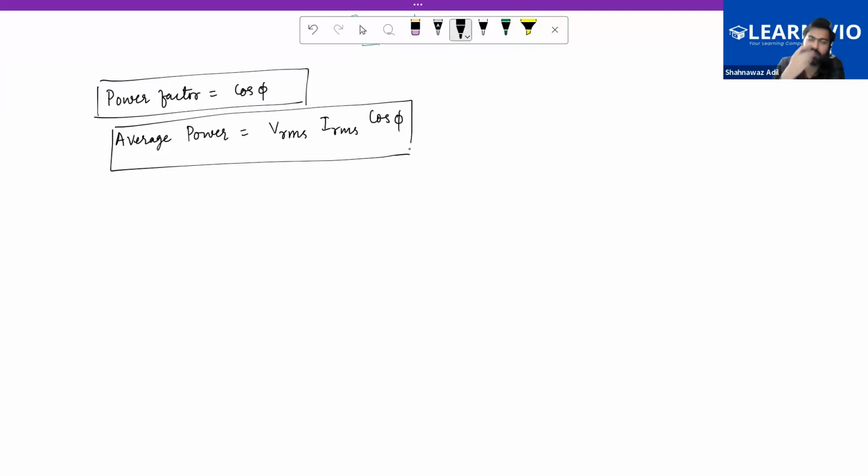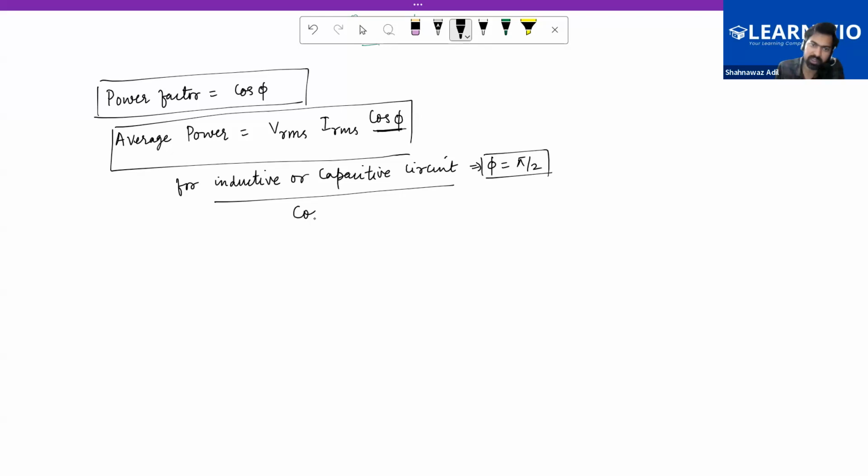So this is how we write all these things. The average power is this one, and it is dependent upon cos phi. We know that for an inductive or capacitive circuit, phi is 90.